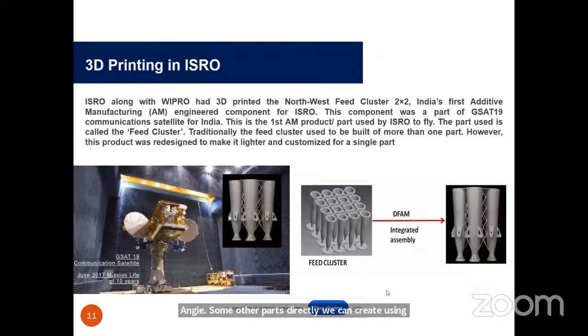In ISRO also, it has now tied up with Wipro, and they 3D printed one cluster. That is the first additive manufacturing engineering component for ISRO. This is part of the GSAT-19 satellite. This is the first such product used by ISRO to fly. The part is called the feed cluster. Here also you can see the feed cluster. In order to reduce weight and for customization, we can make it as a single part. These are specific applications of 3D printing used in ISRO.